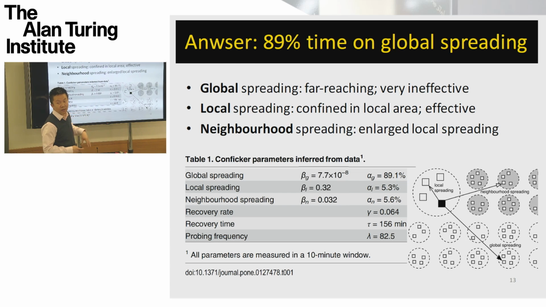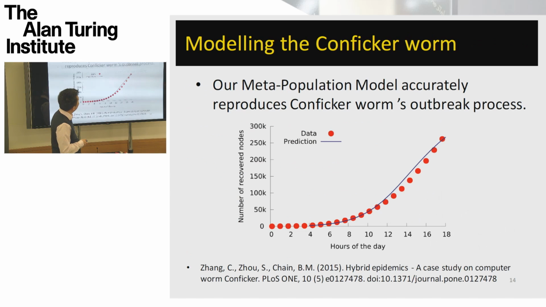He thinks we should focus on the global spreading. But we have our model. We have the meta-population model. We can find out what is the best optimal ratio, can't we? But before we use that model, we first verify whether that model can be applied to the Conficker worm. The result turns out, yes, exactly.